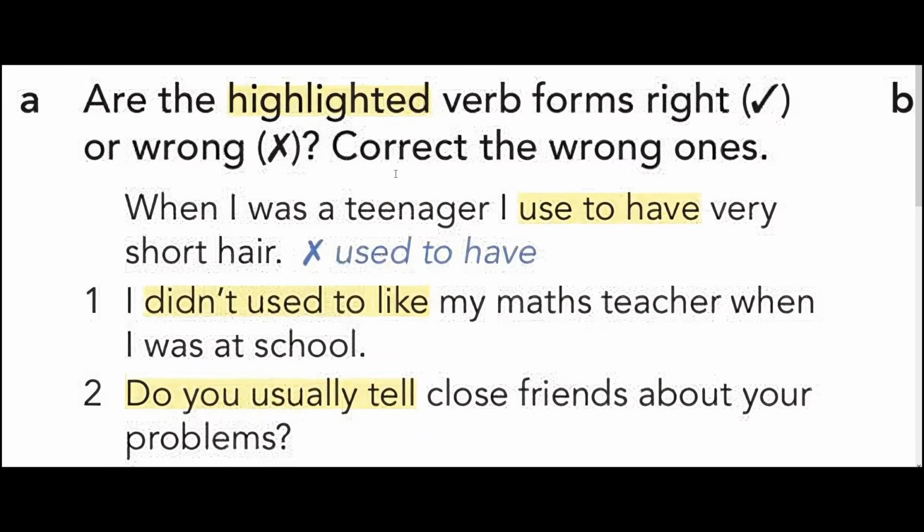Today we are lucky. These exercises are very easy. But let's take a look. Are the highlighted verb forms right or wrong? Correct the wrong ones. When I was a teenager, I used to have very short hair. We need to use D here. Used to have.